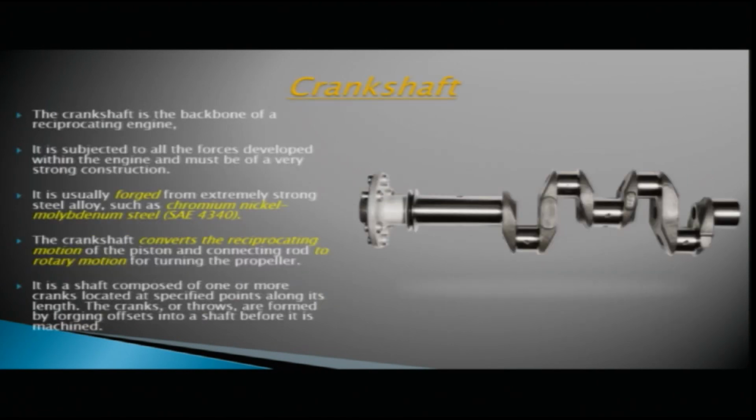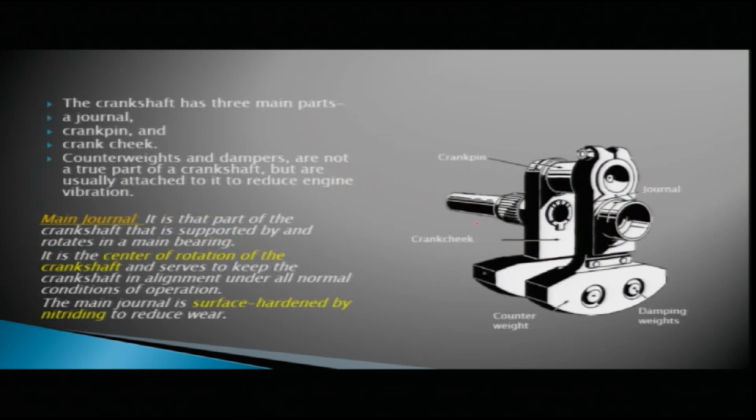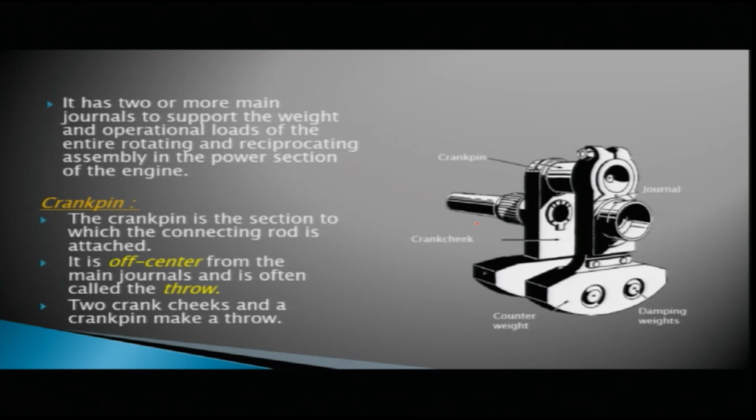In the previous diagram also you can see here the main journals. They are supported in the main bearing and rotate in the main bearing, and they are the center of rotation of the crankshaft, and they keep the crankshaft in alignment under all normal conditions of operation. The main journal is surface hardened by nitriding to reduce wear. The journals may be two or more to support the weight and operational loads of the entire rotating and reciprocating assembly in the power section of the engine.